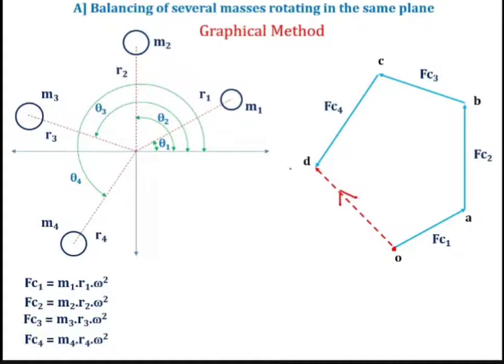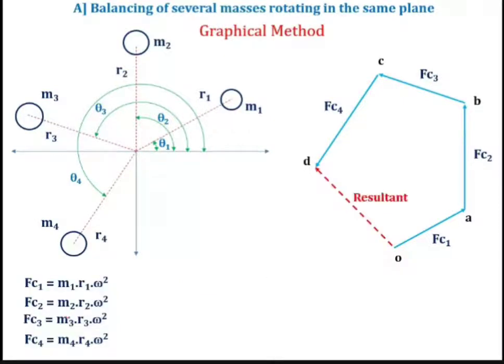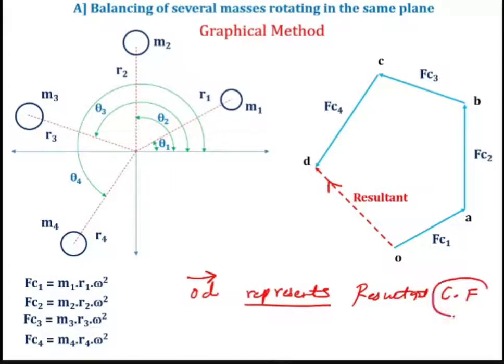So what is this O to D? O to D represents the closing side of the force polygon. Try to understand this. This OD is equal to the closing side of the force polygon. And this closing side of the force polygon represents, what does it represent? It represents the resultant centrifugal force. This vector OD, I will write here, vector OD represents the resultant centrifugal force, right? It represents the resultant centrifugal force.